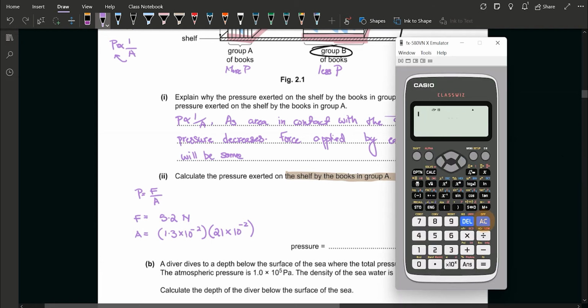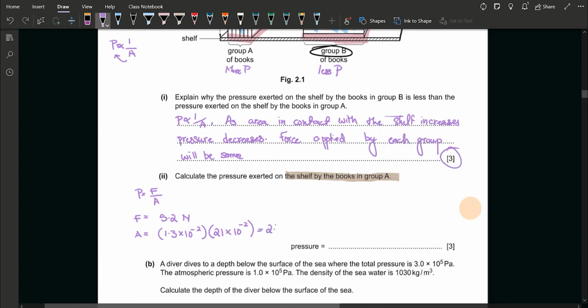We can find out our value of area, which is going to be 1.3 into 10 raised to the power minus 2 and 21 into 10 raised to the power minus 2, which is going to give us 2.73 into 10 raised to the power minus 3. So this is our area and we have the force.